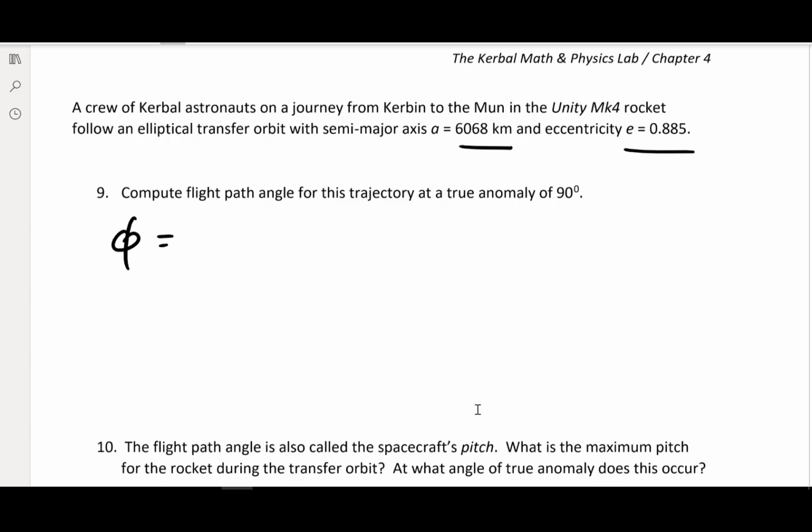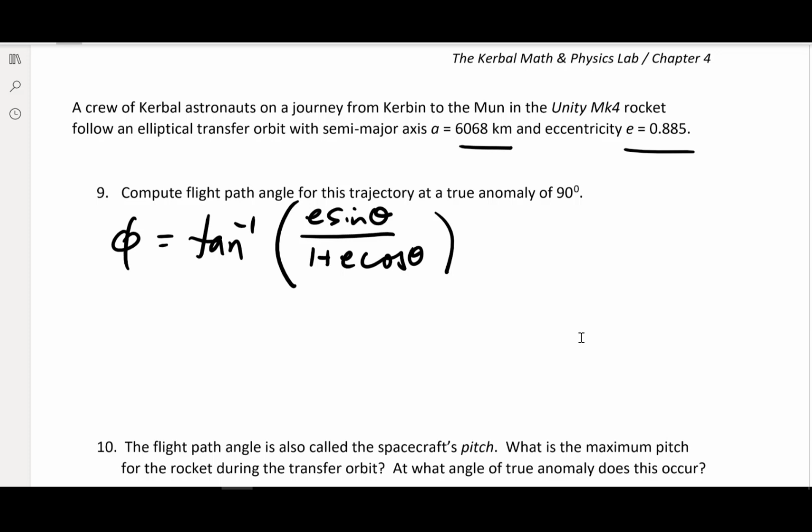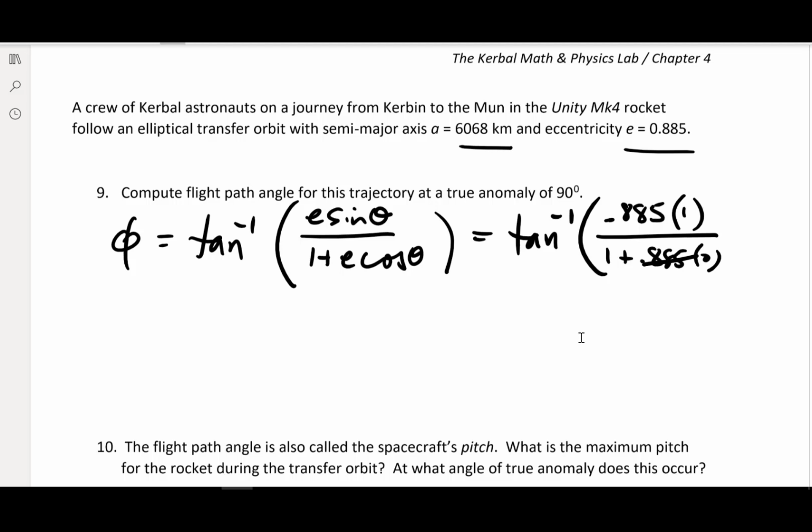So flight path angle is tan inverse of e sine theta over 1 plus e cos theta. So in our example, that's tan inverse of eccentricity 0.885 times the sine of 90. The sine of 90 is 1, over 1 plus 0.885 times the cosine of 90, and that's 0, so none of that really matters.